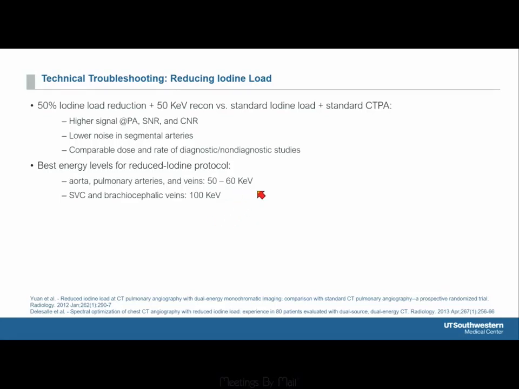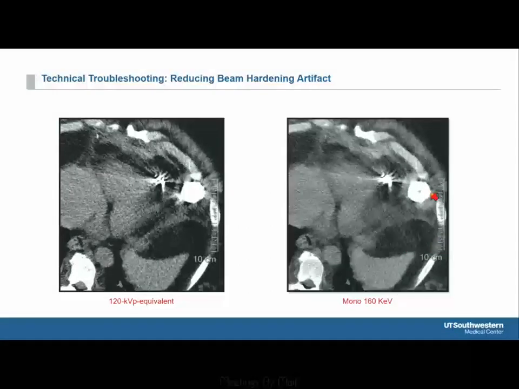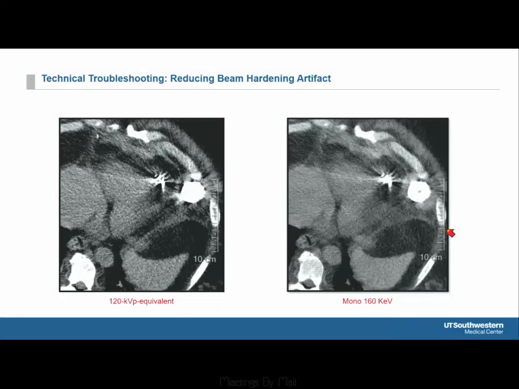That leads us to the other application, which is the use of high kV images to eliminate some of the beam hardening and metallic artifacts. In this case, we have standard images of a patient with heart failure and LVAD presenting with fever, leukocytosis. And here it's difficult to appreciate around the inflow cannula. It looks like there's some soft tissue or some haziness. And using 160 kV images, we can define the presence of a fluid collection surrounding the inflow cannula, which was further confirmed on surgery.